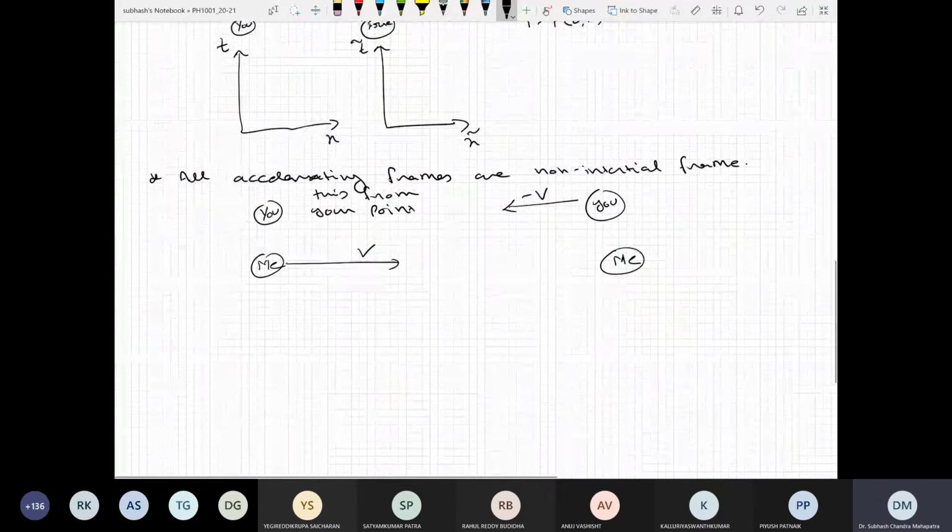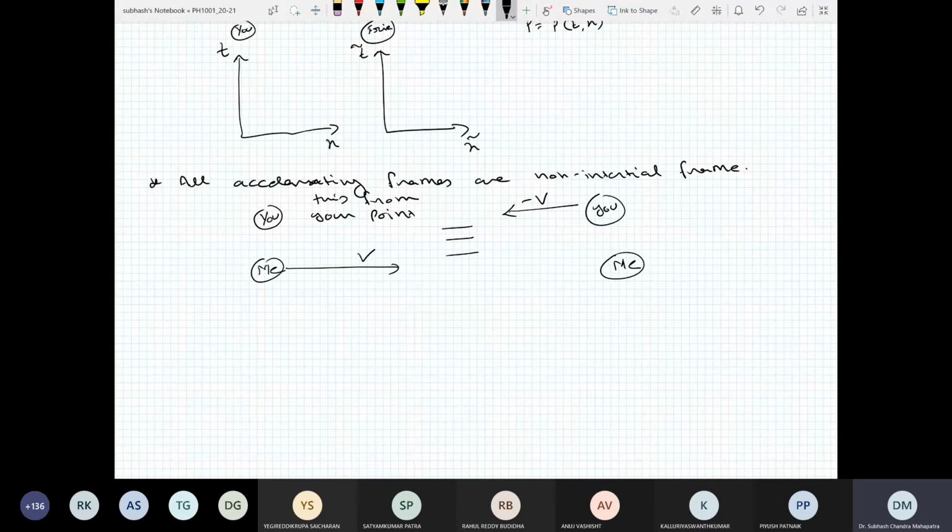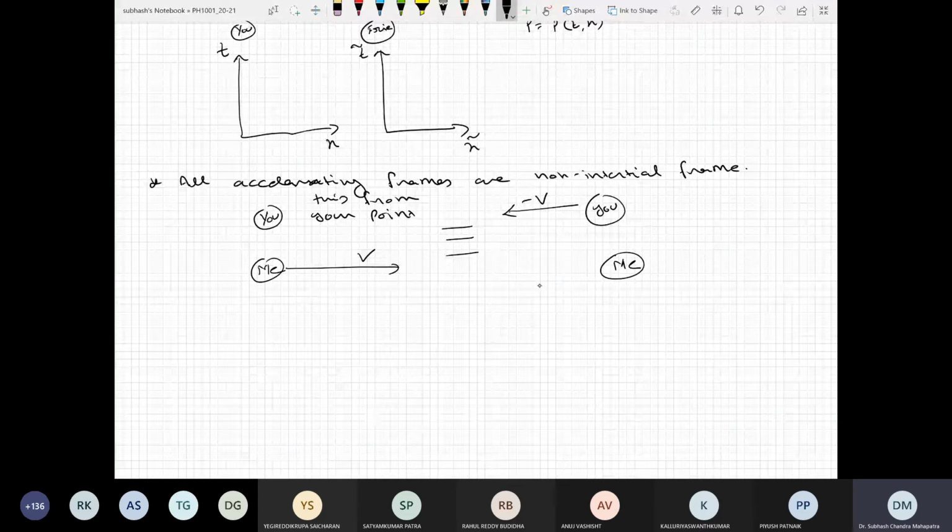These two descriptions are completely equal. I am moving with respect to you with velocity v in the positive x-axis is the same as you are moving with respect to me with velocity v in the negative x-axis. So this is my point of view.